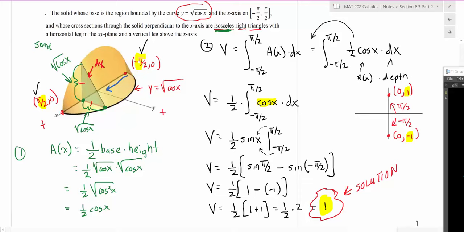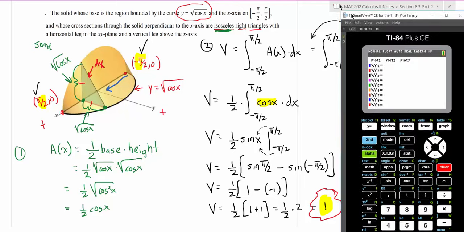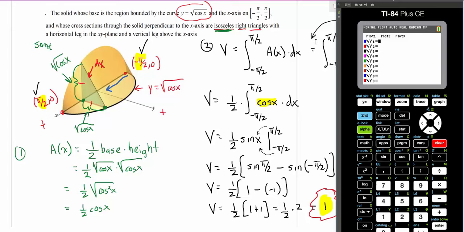Okay? So that's the idea of what you're doing with the general slicing method. Now, one thing I want to remind you of a little bit, I'll pull my calculator up here.